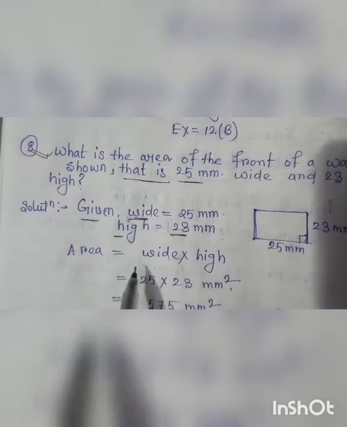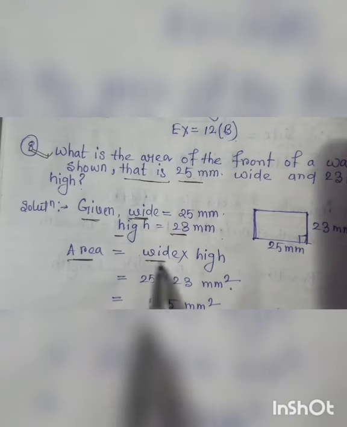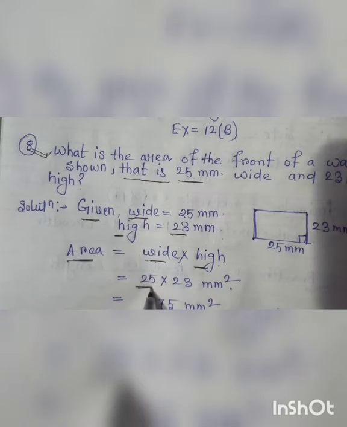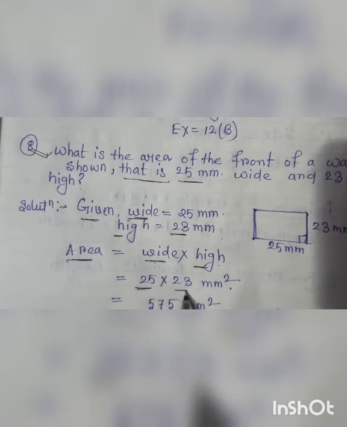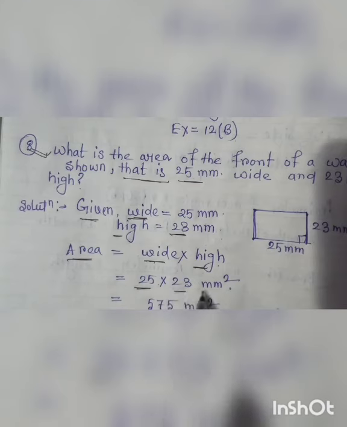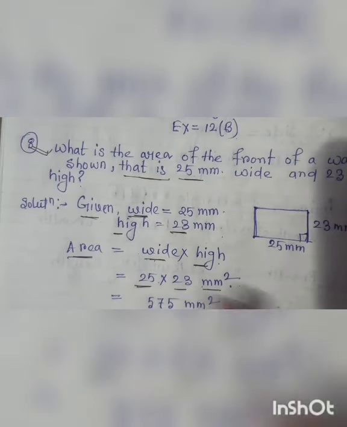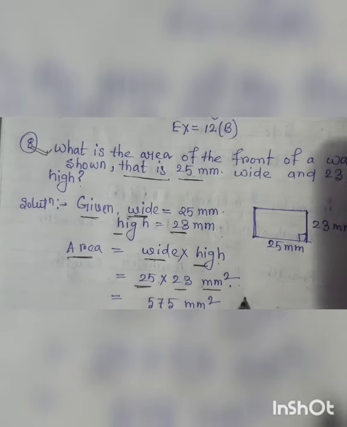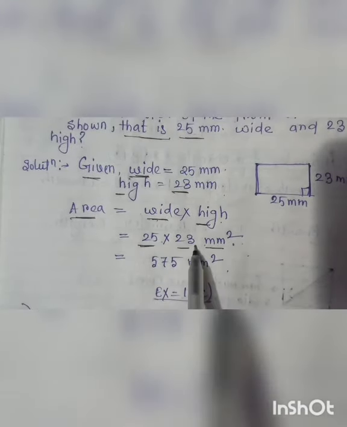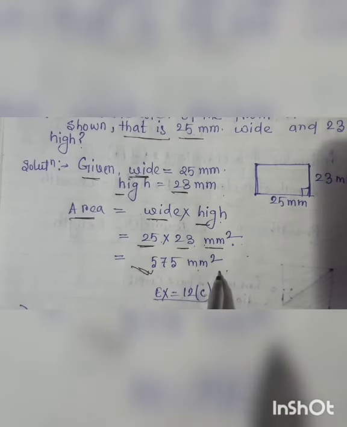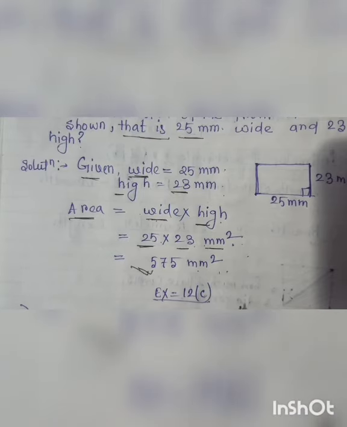We know the formula: area of the rectangular shape is wide into high. Wide into high means length into breadth. Wide means 25 and high means 23. There are 2 units, mm into mm, that means mm square. We know that area is a multiplication of the 2 dimensions, so millimeter into millimeter means millimeter square. If you multiply directly, you will get 575 mm square. This is the area of the watch given in your book.